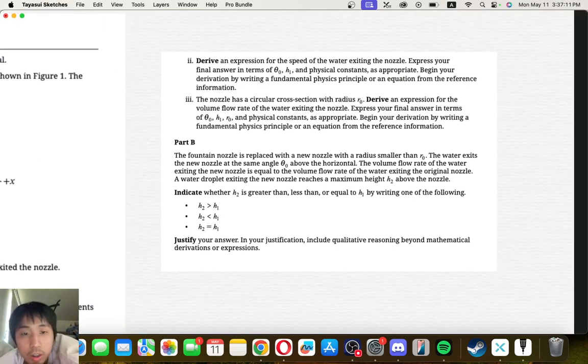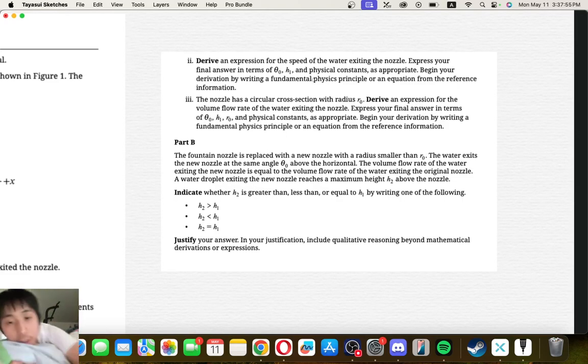There you go. Derive an expression for the speed of water exiting the nozzle. Express the final answer in terms of theta 0, h1, and physical constants as appropriate. Begin your derivation by writing a fundamental principle or an equation from the reference information. You see, they try to trick you into believing that this question was about fluids and Bernoulli's principle. But the moment that water exited out the nozzle into the open air, that's how you know it started acting like an object in UAM.